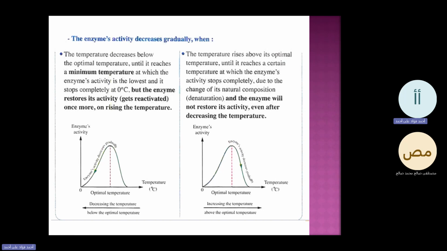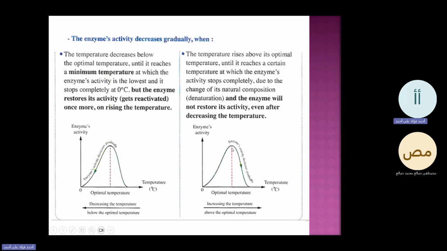طب لو التمبريتشر دي قلت عن الاوبتيمم، ايه اللي هيحصل للاكتيفيتي بتاعت الانزيم؟ وصلت لزيرو مثلا، ايه اللي هيحصل؟ ان الانزيم اكتيفيتي هيحصل له ايه؟ هيتوقف. يبقى decreasing temperature below the optimal degree the activity of enzyme will decrease gradually until it stops. طب لو العكس زي نفس الكلام برضو، ده هنا الخط الاحمر داش دوت بيمثل مين هنا؟ بيمثل الاوبتيمم ديجري. يبقى كده انا وصلت هنا للايه؟ للاكتيفيتي بتاعت الانزيم. يبقى انا كده وصلت لاقصى نشاط للانزيم عند الاوبتيمال ديجري.